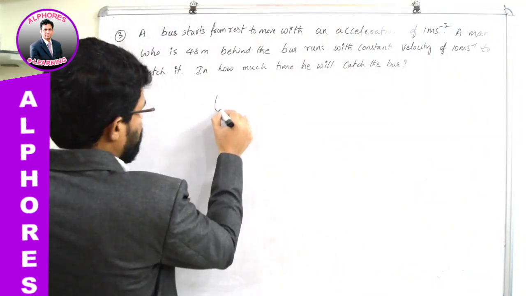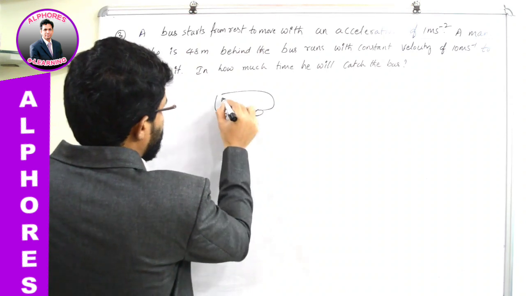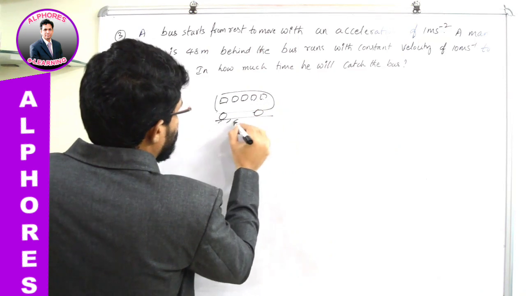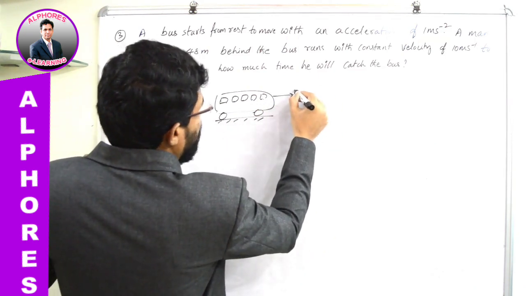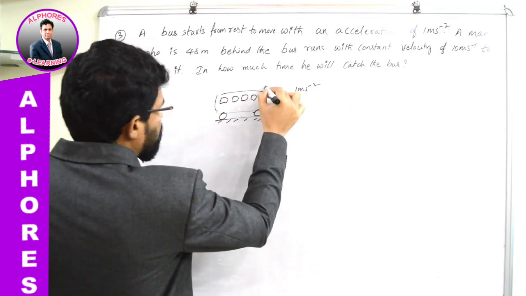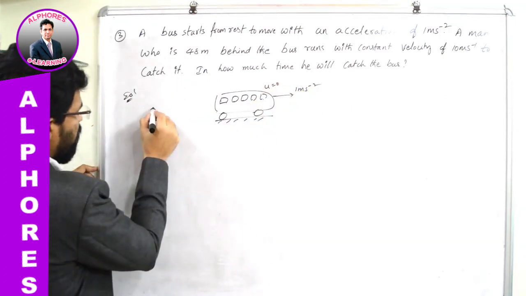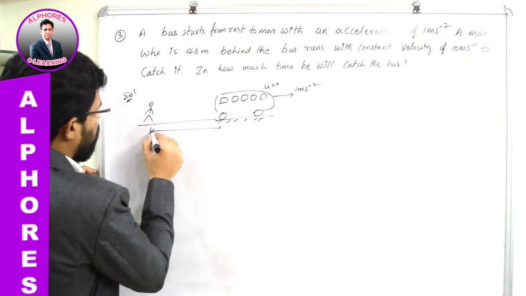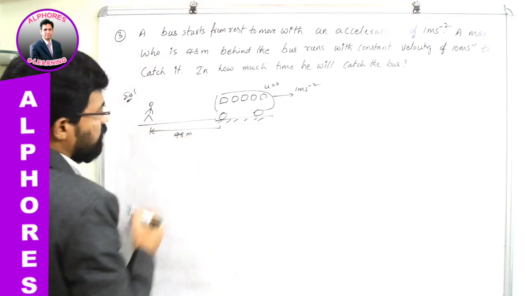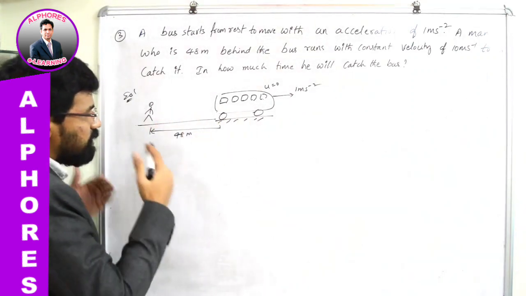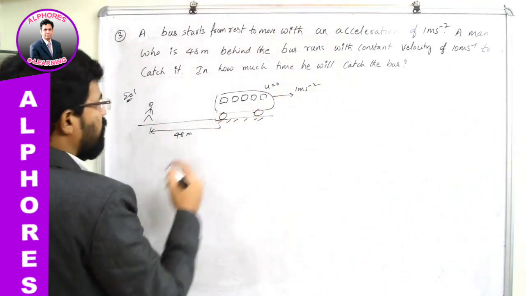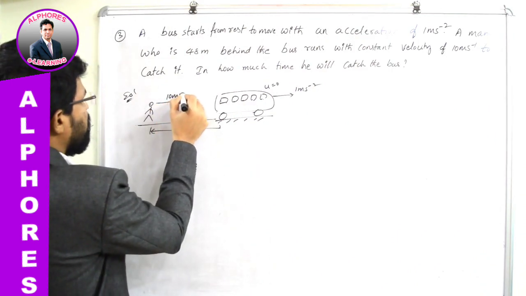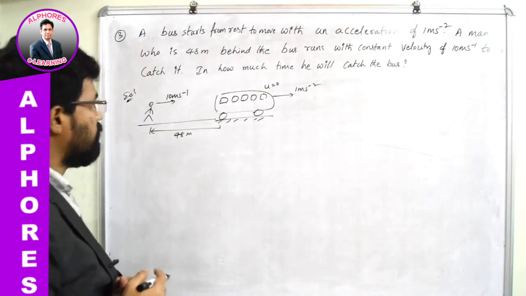Let us imagine that there is a bus somewhere here. It is moving along this direction with an acceleration of 1 meter per second square. Initial velocity is 0. Let us say somewhere here the person is standing on the road at a distance equal to 48 meters behind the bus. The moment he has seen the bus starting from rest with an acceleration of 1 meter per second square, he started running with a constant velocity equal to 10 meters per second. So we have to find out the time after which he will catch the bus.